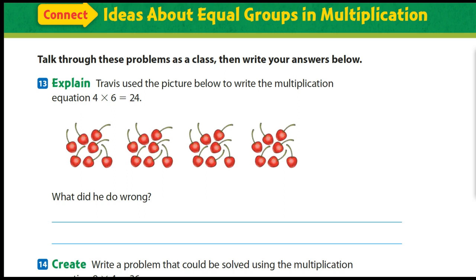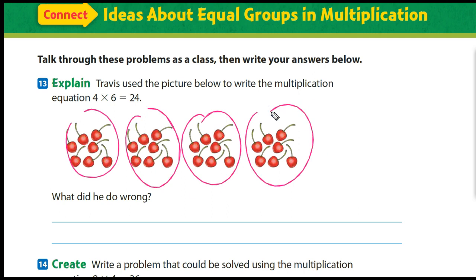Travis, you're famous. Travis used the picture below to write the multiplication equation 4 times 6. All right? 4 times 6 equals 24. Because how many groups does he have? 4. And how many in each group? Right? Oh, hold on. So right now there's 1, 2, 3, 4, 5, 6, 7. The question is, what did he do wrong?